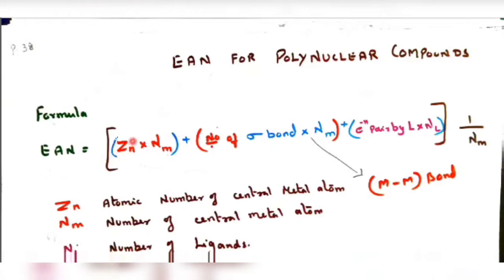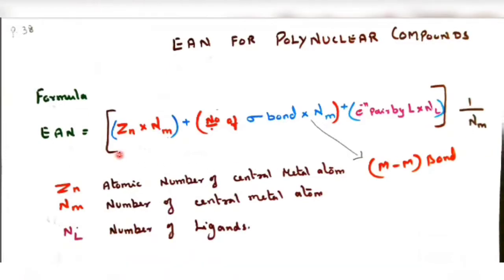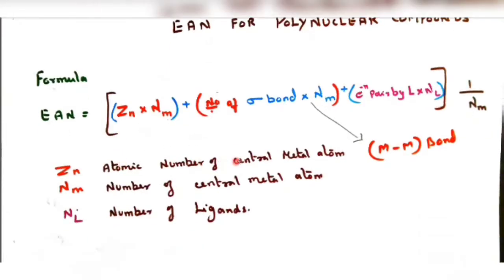So the EAN value formula is [Zn into Nm plus number of sigma bonds into Nm plus electron pairs by the ligand into Nl] closed in square brackets, into 1 by Nm. So we will see all the abbreviations. What is Zn? The atomic number of the central metal atom, and Nm is the number of central metal atoms. Nl is the number of ligands.